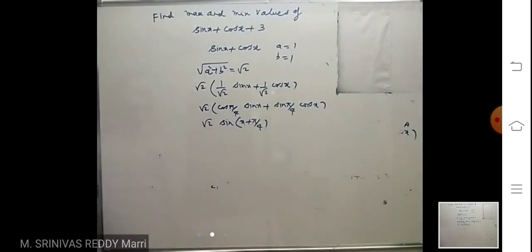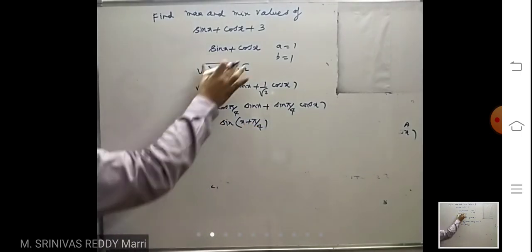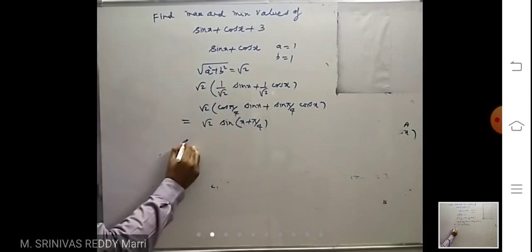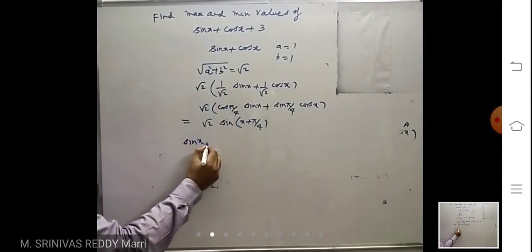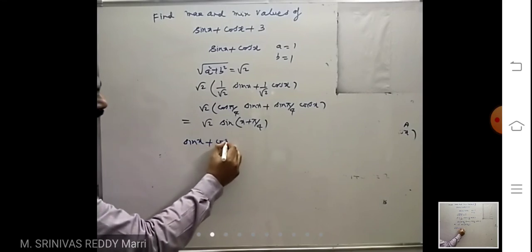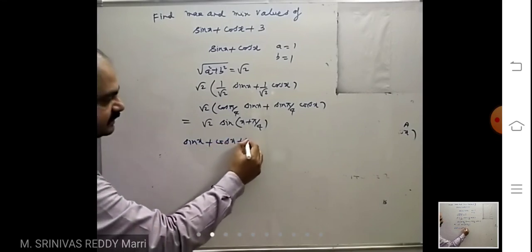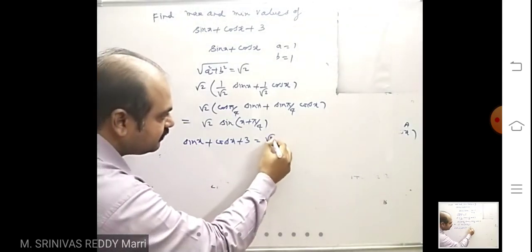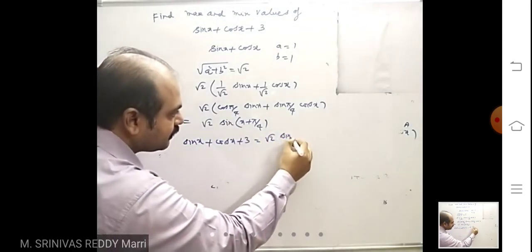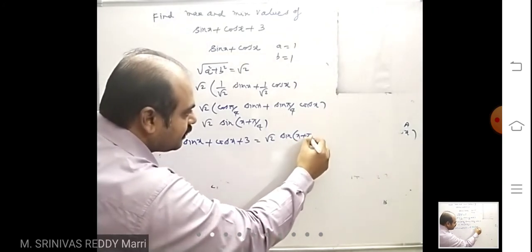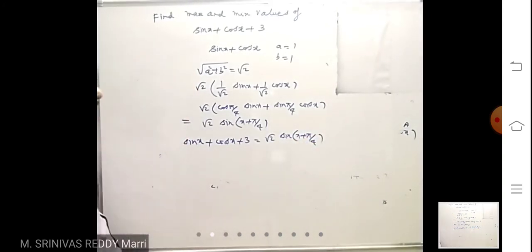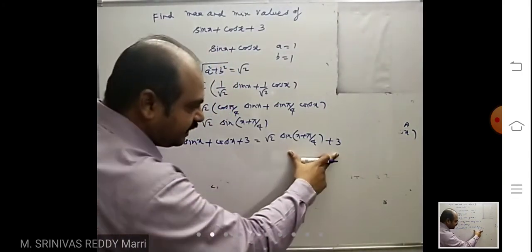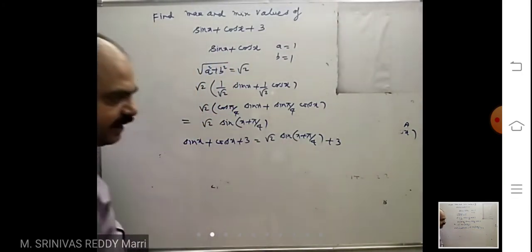Sin of a plus b. That means this can be written like this. Now take our given expression: sin x plus cos x plus 3. This can be written as root 2 sin of x plus pi by 4, plus 3. That means this is the same as this one.